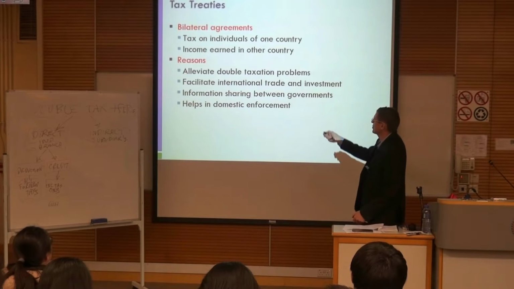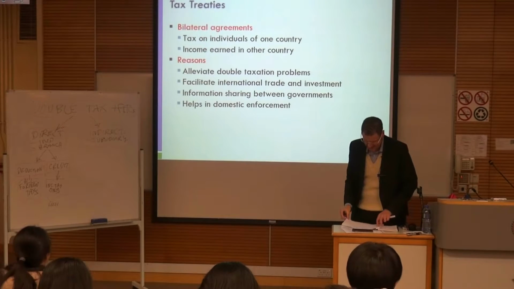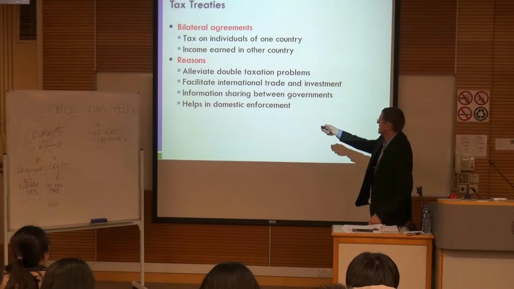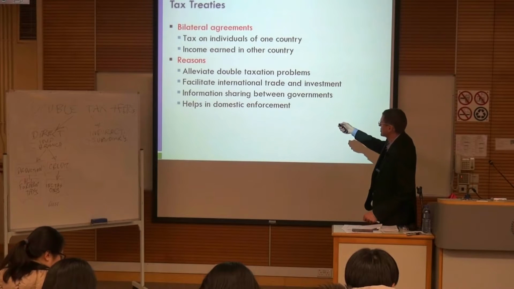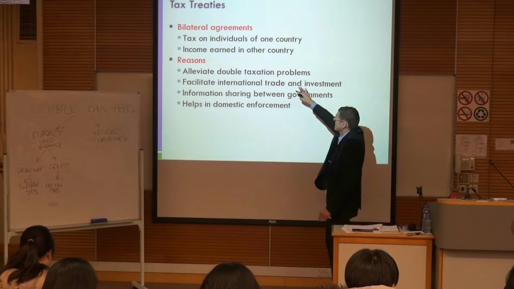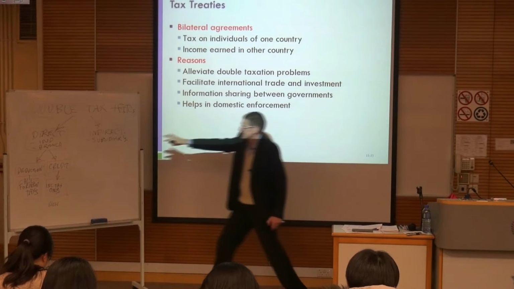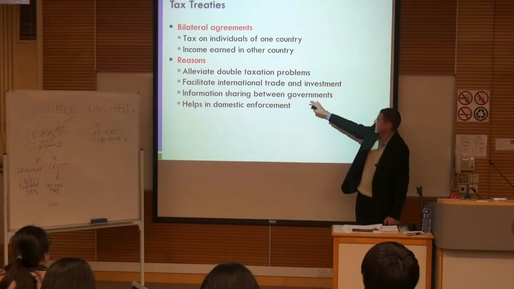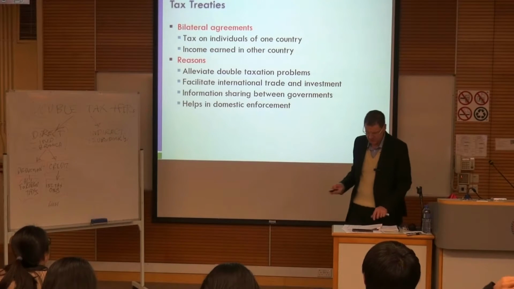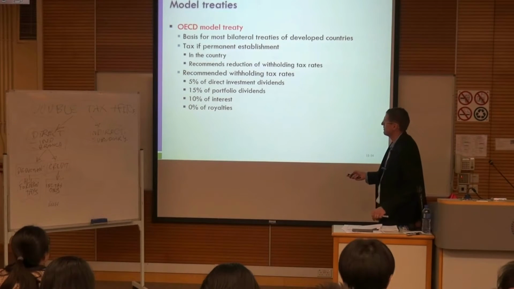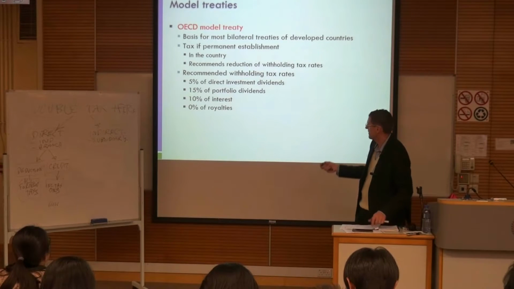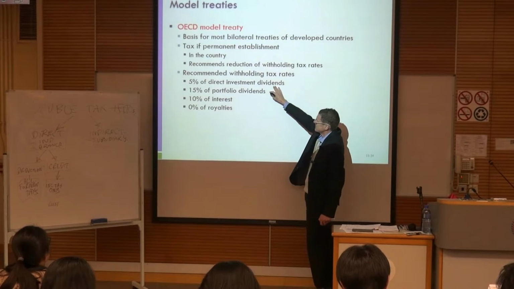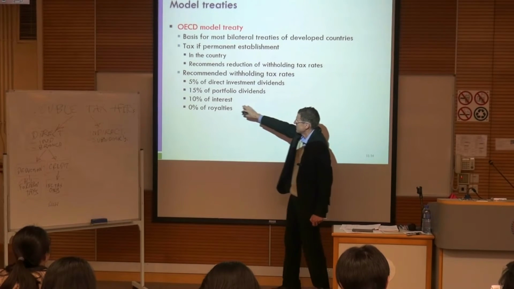So there are bilateral agreements on taxes of individuals in one country and the income earned in another country. Like we said, the idea of credits under treaties is to alleviate double taxation, facilitate trade, information sharing, and help domestic enforcement. We know all these things. Does it happen? Well, there's a model treaty of the OECD, and they talk about 5% on direct investment dividends, 15% on portfolio dividends, 10% on interest.